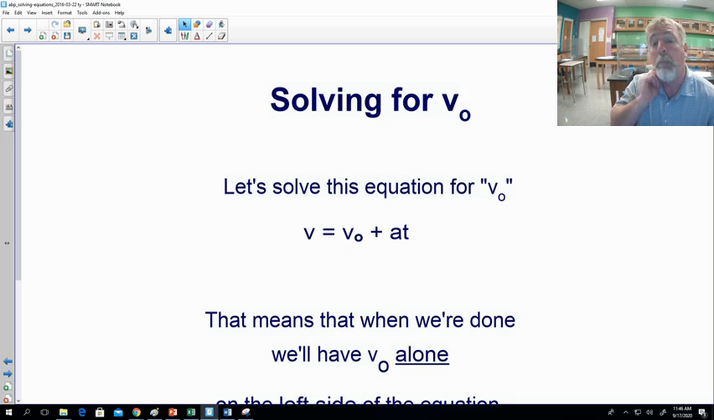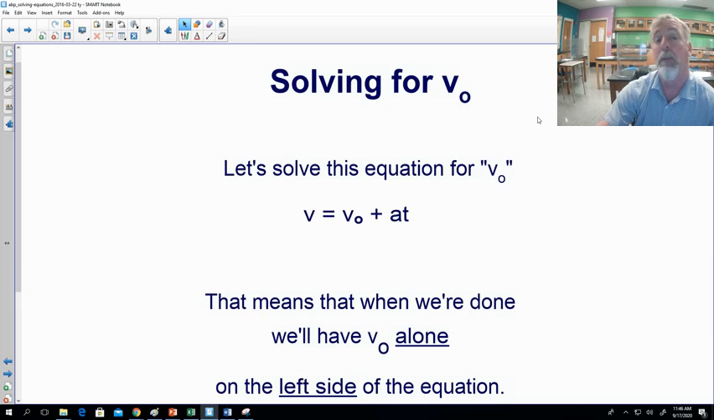So we're going to go through the same process we did before. We want to rearrange this equation so we can solve it for V0. Again, what does that mean? That means we want V0 alone, and it'll be on the left side of our equation. Right? The one I have here is solved for V. We're going to rearrange it so it's solved for V0.